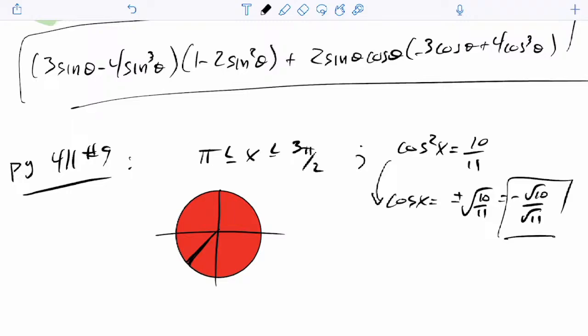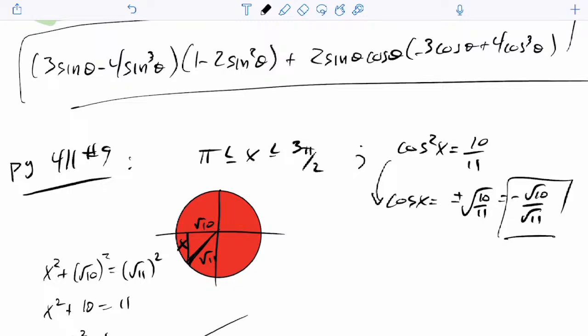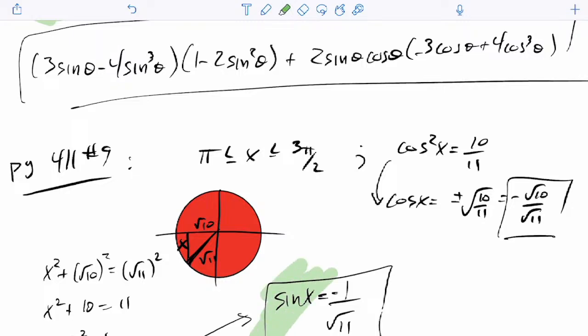Now that I have the minus sign, I can fill up my triangle. I know where everything is. This is going to be adjacent. My hypotenuse is root 11. To find this x value, the sum of the squares of the legs of the triangle is your hypotenuse squared, so x squared plus 10 is 11, and x squared is 1. I get x is 1 here. So from here, it's actually not so bad. They want me to find the sine of x. That's going to be your opposite, which is 1, over your hypotenuse, which is root 11. I'm below the x-axis, so you tack on a minus sign with that one.